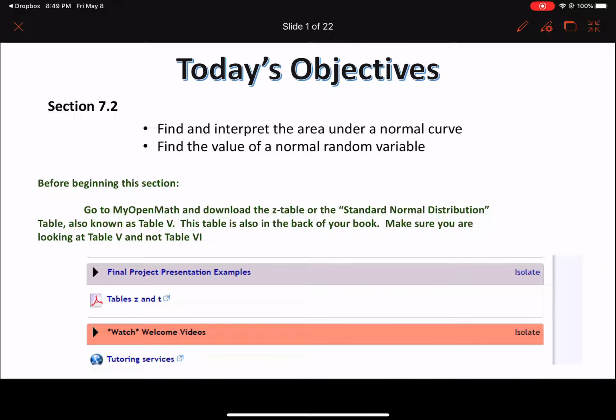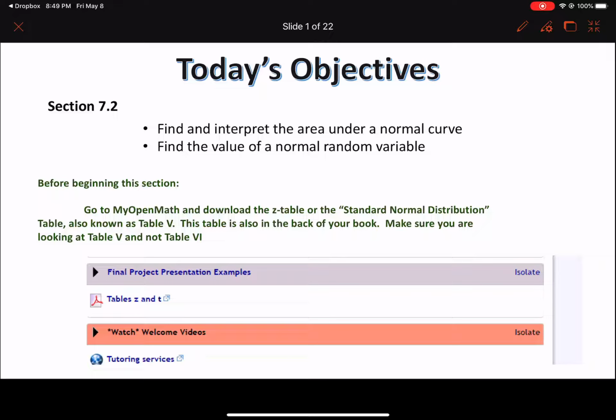All right, so we're going to work on section 7.2. We're going to find and interpret the area under a normal curve. Then we're going to find the value of a normal random variable, and you're going to be learning some new stuff with your calculator. So make sure you have that handy.